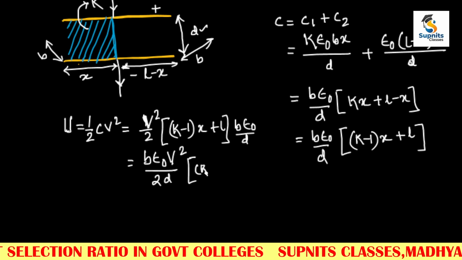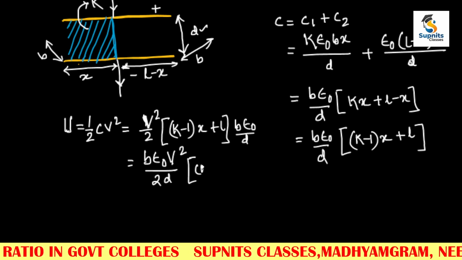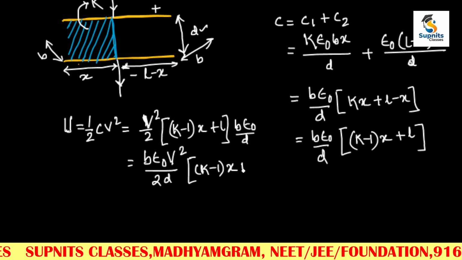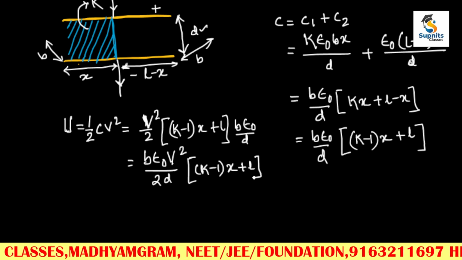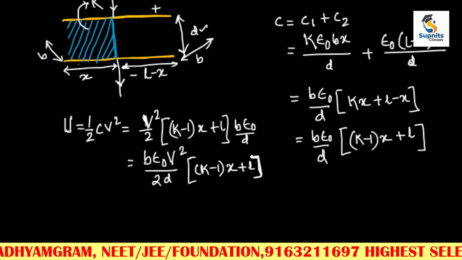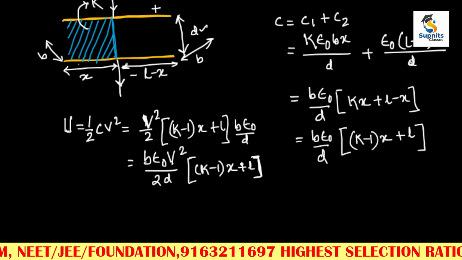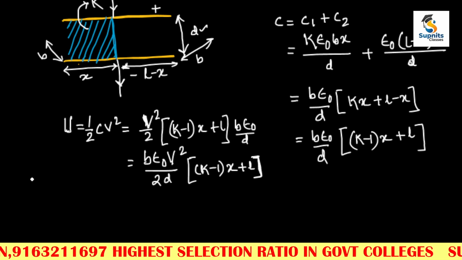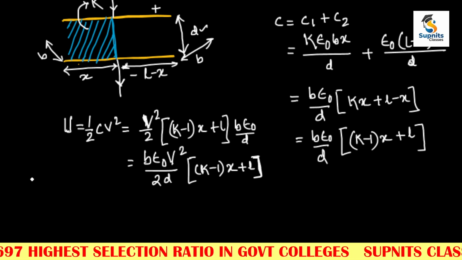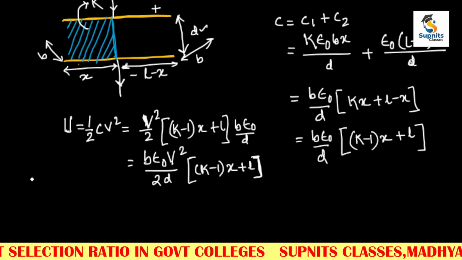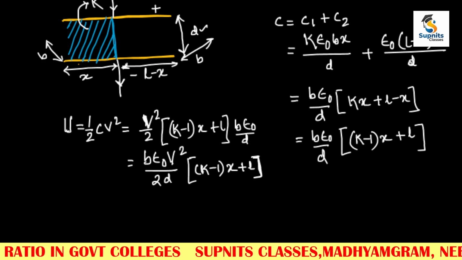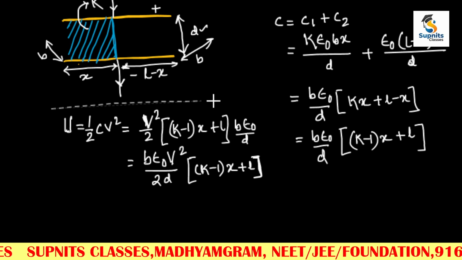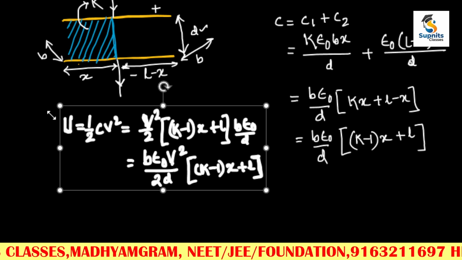So the energy is B epsilon naught V square by 2d times (K minus 1)x plus L. Okay, so now we are clear with the energy part, and whenever we get the energy, it becomes very easy for us to find out the force. Why? Because we use a very simple formula. I'll copy this to the next slide, that will help us.